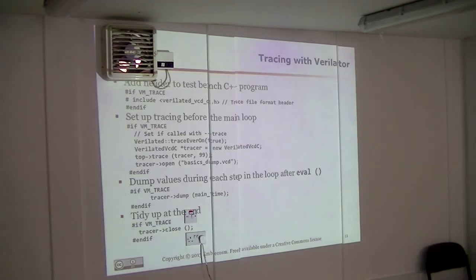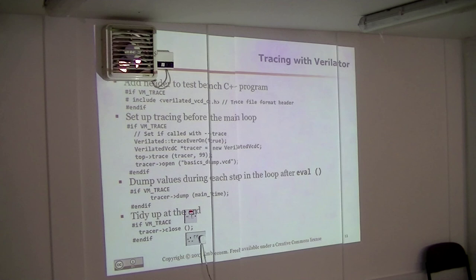We've gone down tracing with Verilator. I'm just looking at the time, I'll leave people who want to do this to do it on their own rather than stop them to do it. Tracing with Verilator, the test bench has to do a bit of driving. You need an extra header, which is for generating VCD, it's got extra stuff in there. You need to set up tracing before the main loop. Now, if you're doing tracing, this symbol will be defined, so always tie it in within #if VM_TRACE.